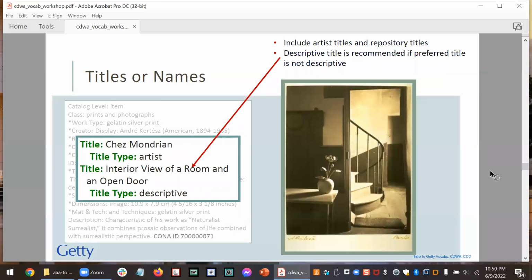You should always include the artist title and repository title. Here, Chez Mondrian is the artist title. I believe it's inscribed on the work. And so we do include that.